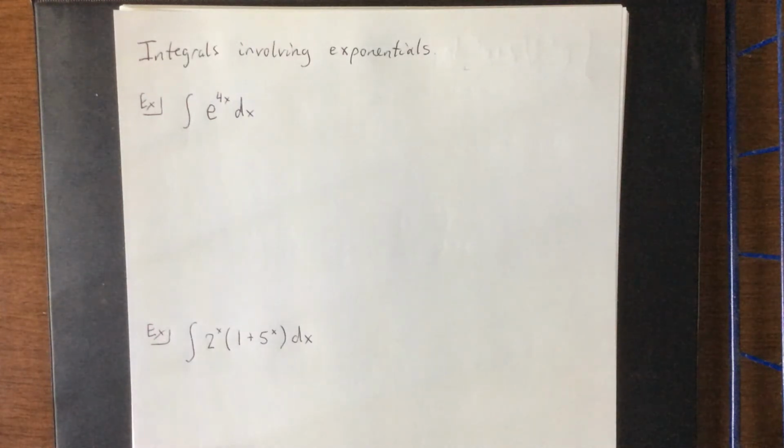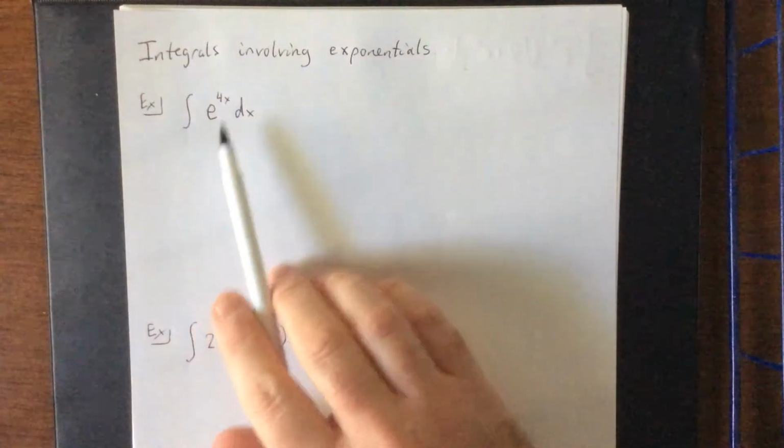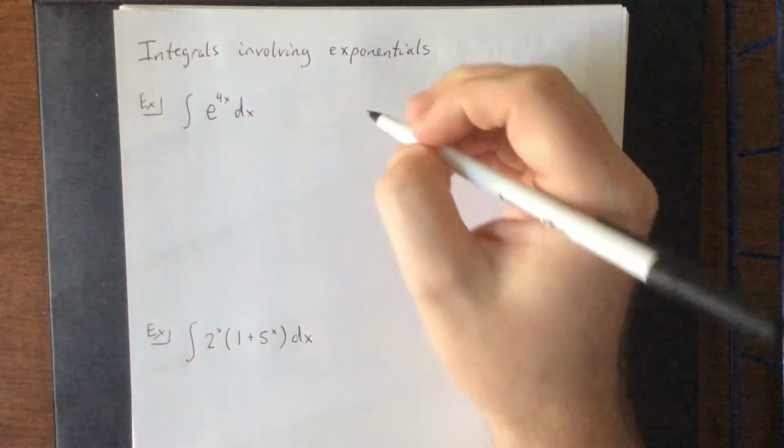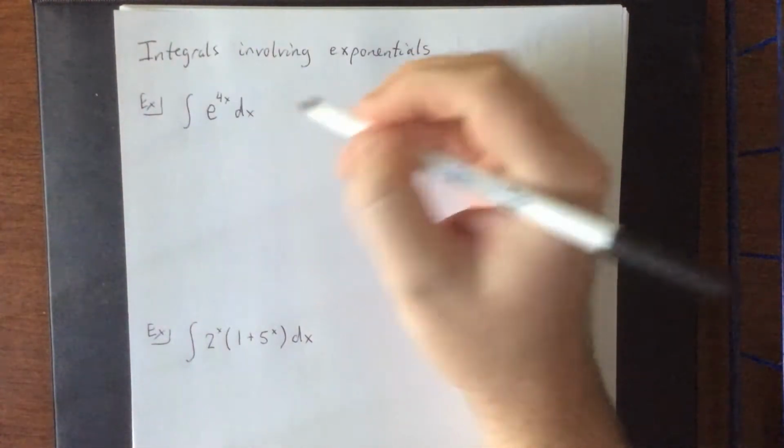Now that we've introduced the rules for integrals involving exponentials, I wanted to try out some of those rules with the following problems. So we're going to start with the integral of e raised to the 4x power, dx. Now, in a situation like this, we do have a composition of functions here.